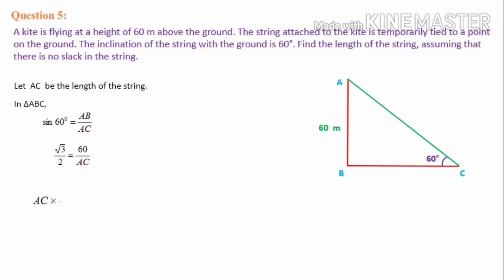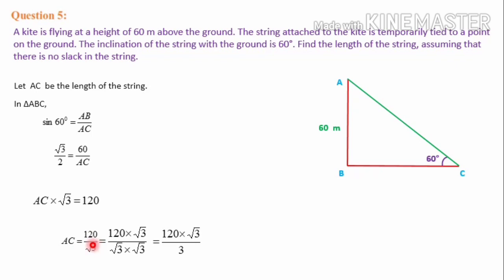Cross multiply it, that is AC into root 3 is equal to 2 into 60. 2 into 60 is 120. So AC into root 3 is equal to 120. The root 3 on the left side, when it comes to the right side, becomes divided by root 3. So AC is equal to 120 divided by root 3.